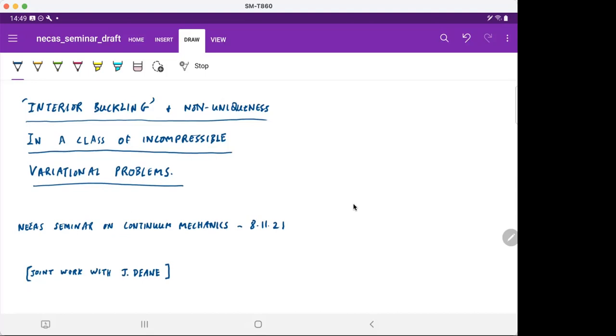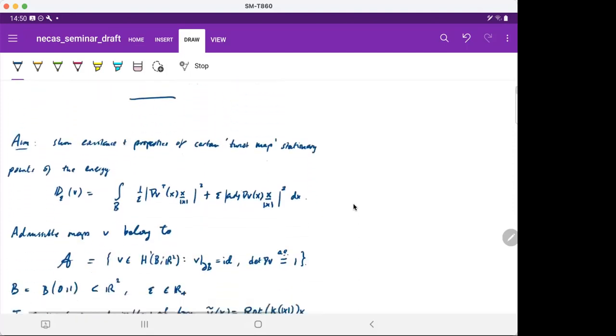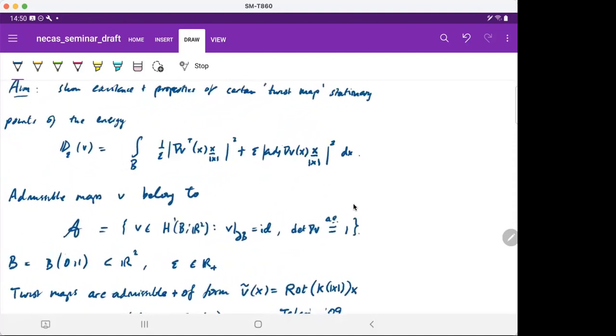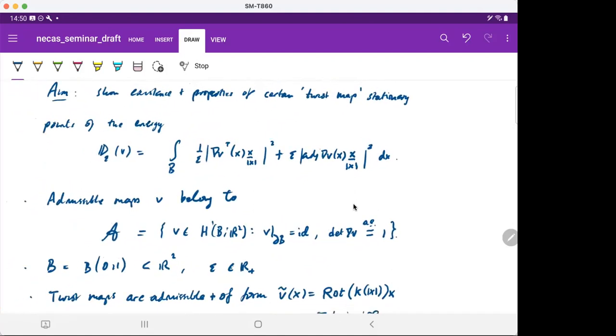We're looking at non-uniqueness in a class of incompressible variational problems. So the following is really a description, without too much painful detail, of a detailed study of an example. So the aim today is to show you the existence and to explain the properties of certain twist map stationary points of the energy that I've written there. I hope that's visible. And maybe if I make it a bit bigger. Okay, so there's the energy.